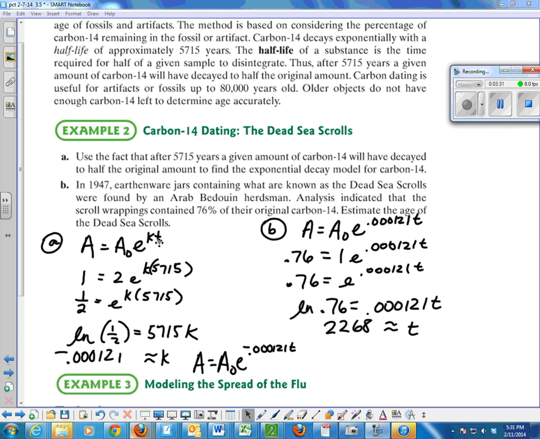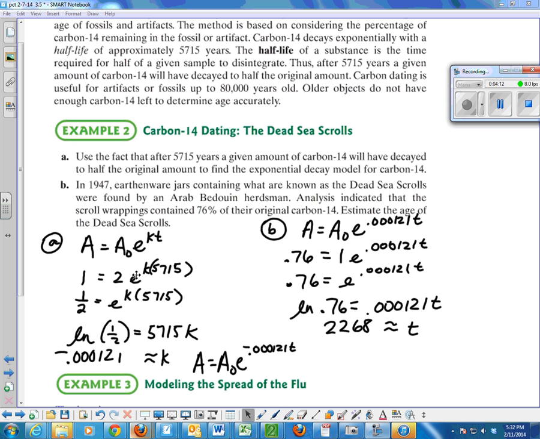Okay, so for part A, you want to start with the equation that we have from the front side. Remember that initial amount is A naught, final amount is A. So it says use the fact that 5715 years is the half-life, so carbon-14 will have decayed to half the original amount. So I use the original amount is 2 and the final amount is 1. You could use any two amounts here where the final amount is half of the original amount, because then in my first step I will divide both sides by 2 here.